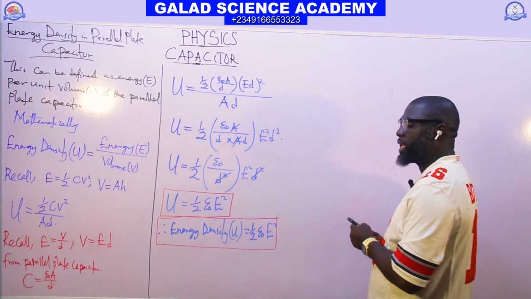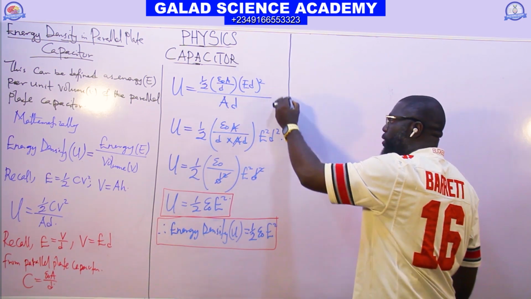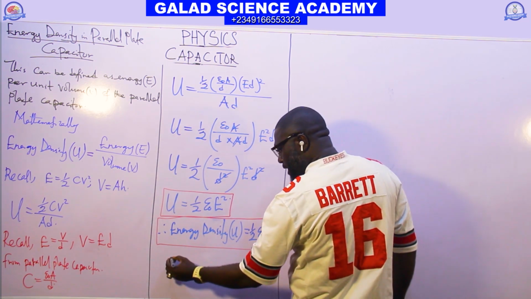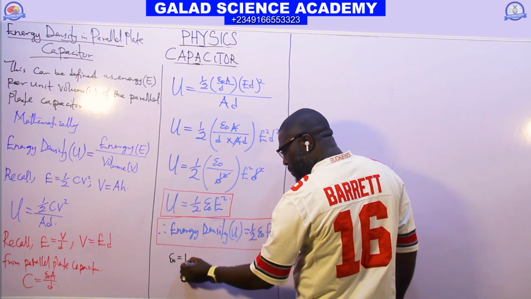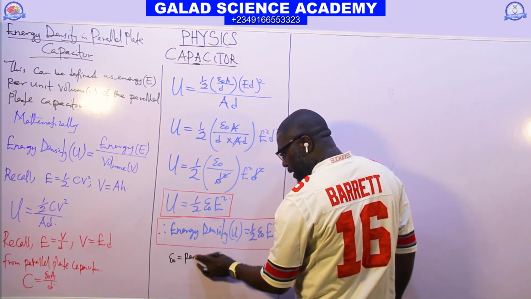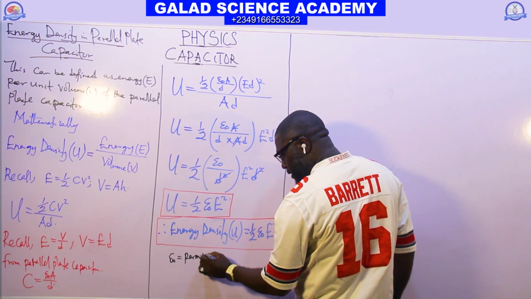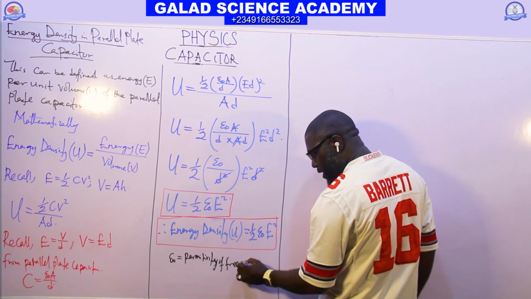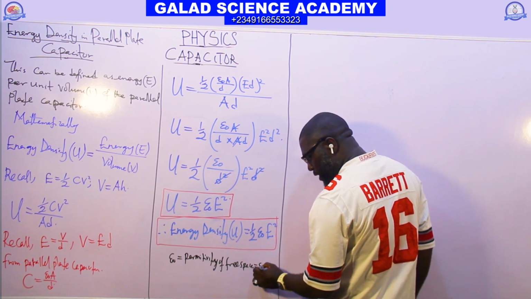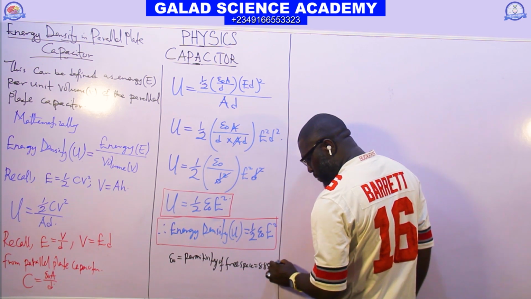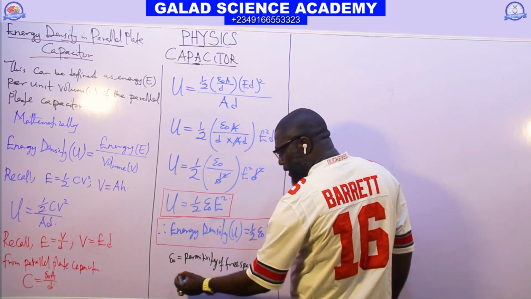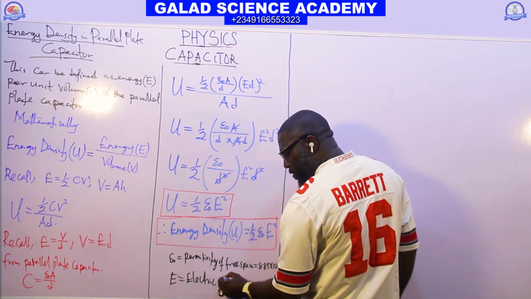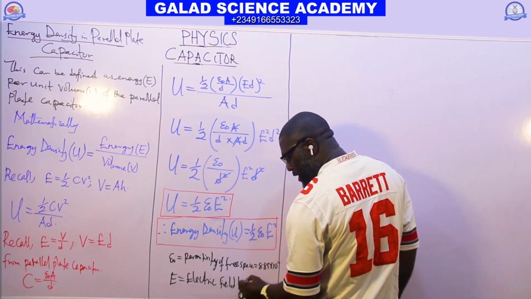So the last aspect now. Note that this epsilon naught is the permittivity of free space, which is 8.85 times 10 to the power minus 12, and E is the electric field intensity.